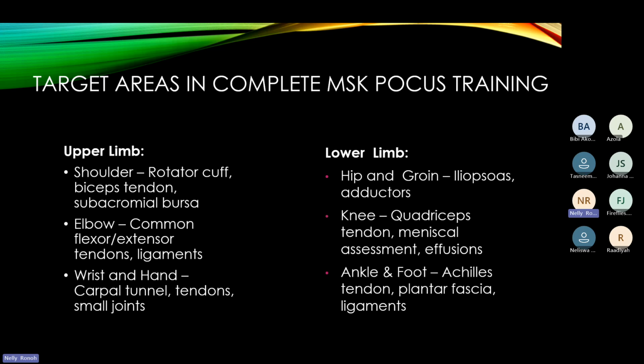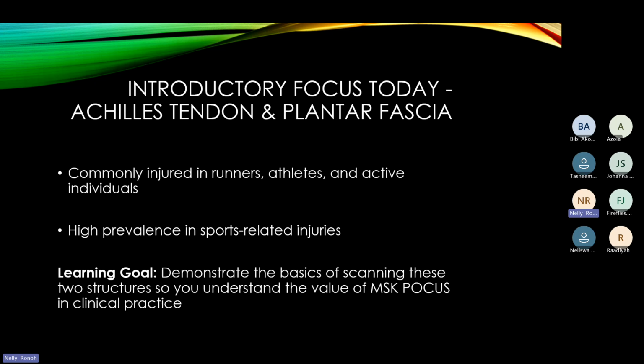And in the lower limb, we would be looking at the hip and the groin region, that is the iliopsoas muscles and the adductor muscles. We'd be looking at the knee, where we focus on the quadriceps tendon. We have meniscal assessment, whether there is extrusion or not, and effusions. Then we have the ankle and foot, where we'll be checking the Achilles and the plantar fascia ligament. For today's lecture, we will be focusing on the Achilles tendon and the plantar fascia, because those are the most common injuries with which most athletes would present in the department.